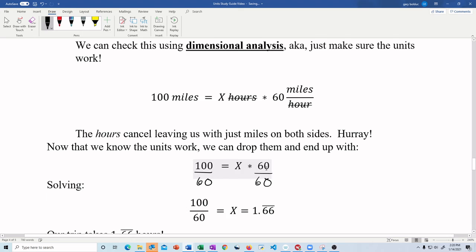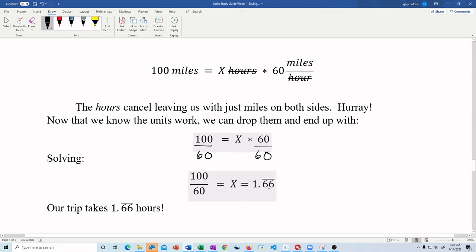And we end up with x equals 1.666666 forever. So that bar means you don't say it forever. It's just, we all know it's going forever. And then you have to remember we need units on this. So don't forget the units. If you forget them, that's okay.